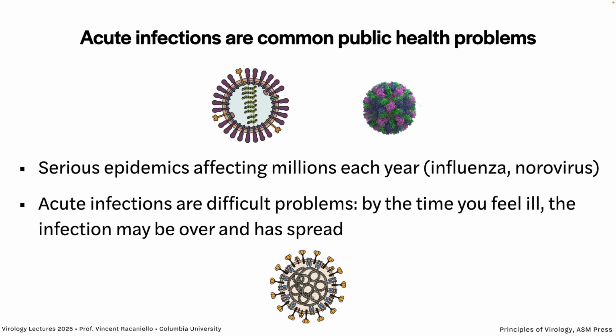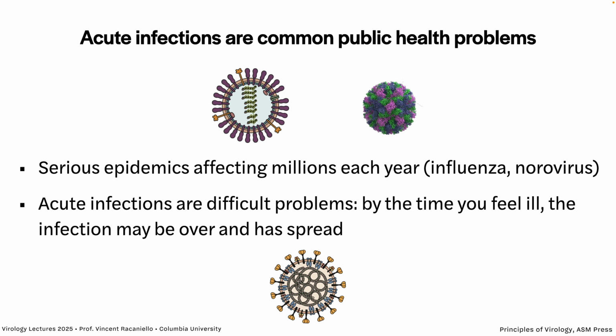Now, these are typically major public health problems, which is not to say that persistent infections are not. But these are as well. They cause serious epidemics, affecting millions of people each year. Influenza virus, which we'll talk about today, Norovirus, and many others. Millions and millions of people. And many deaths. Although most people do recover, it has public health costs.